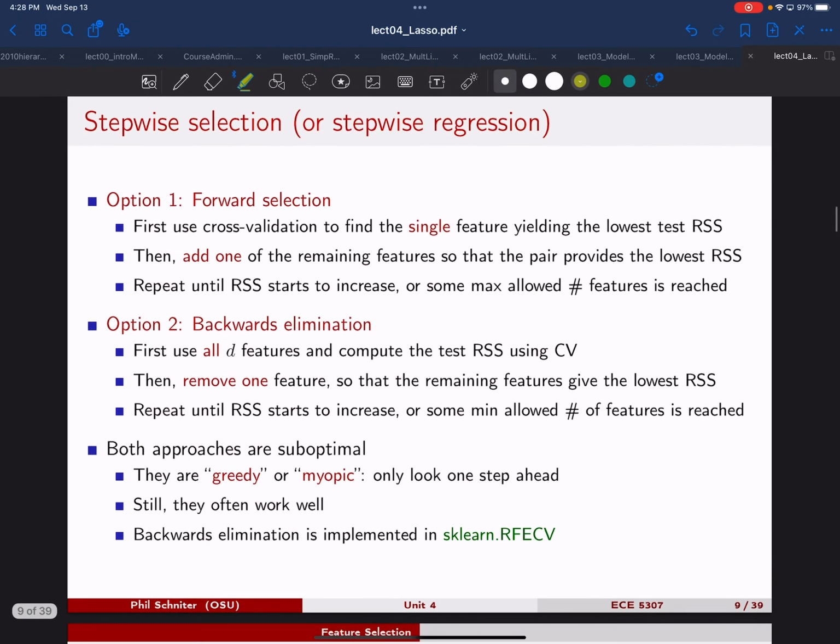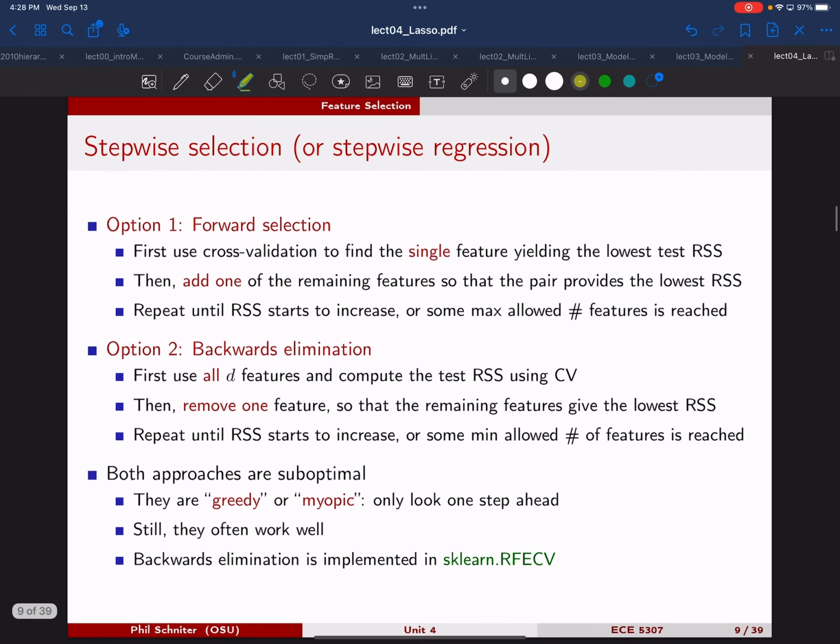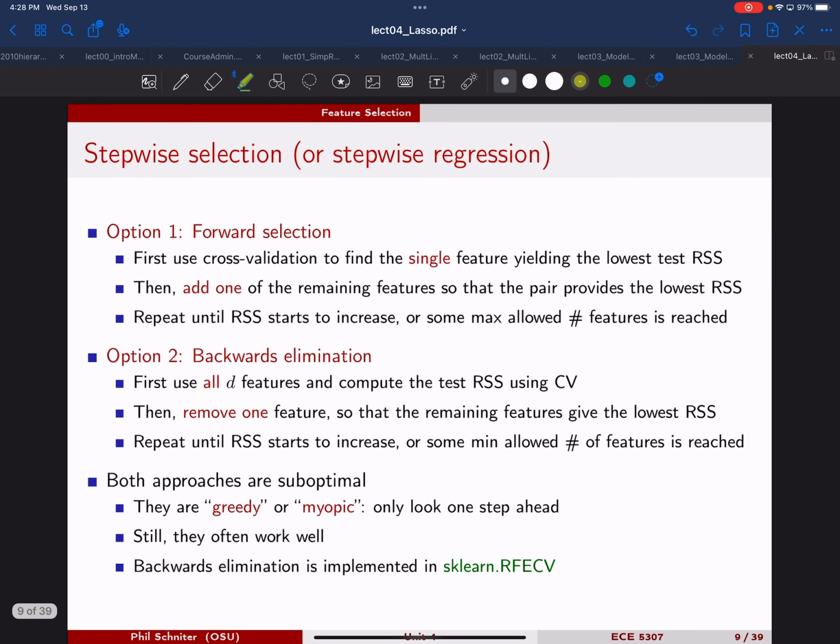All right, so let's talk about another approach. This is a pretty common one, works pretty well. It's called stepwise selection or stepwise regression. And there are 2 variations of this. There's the forward selection method and the backwards elimination. So let's start with the forward method. So it goes like this.